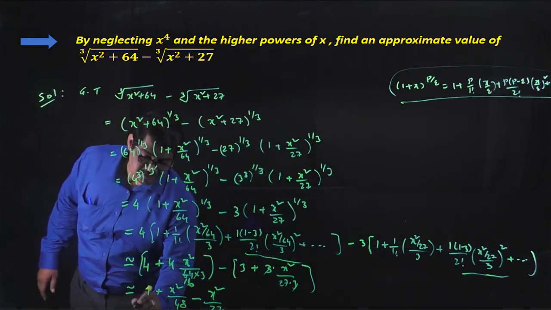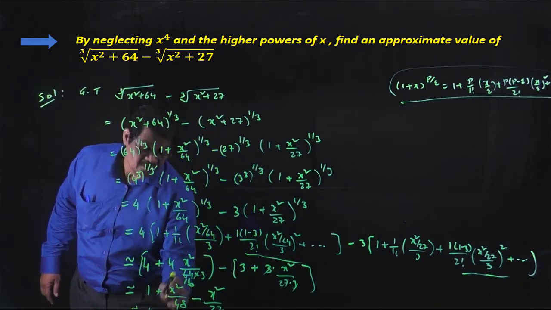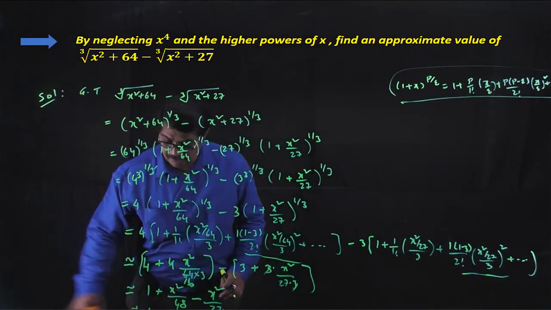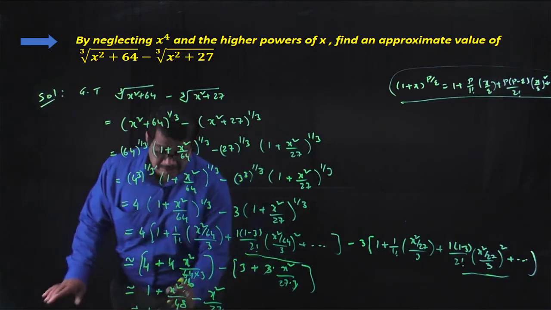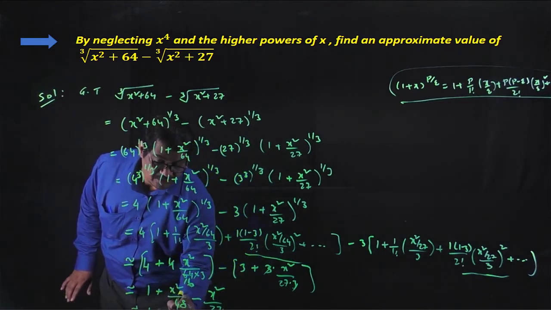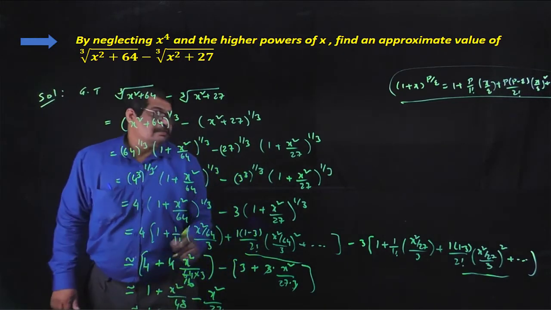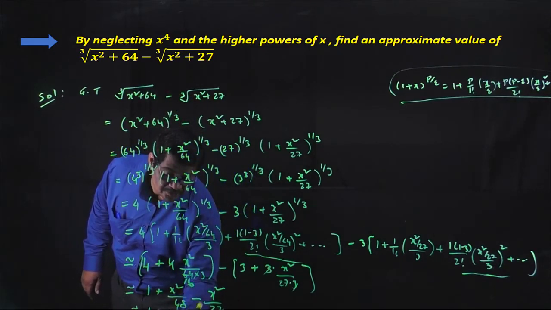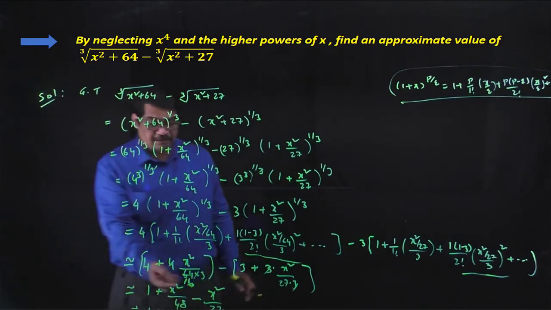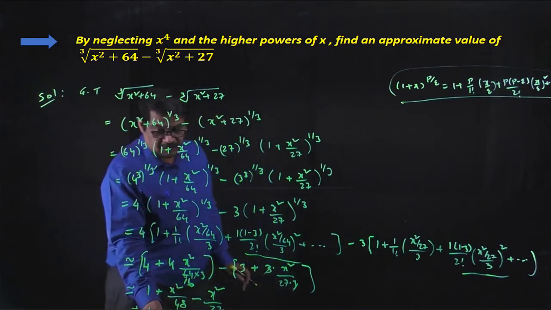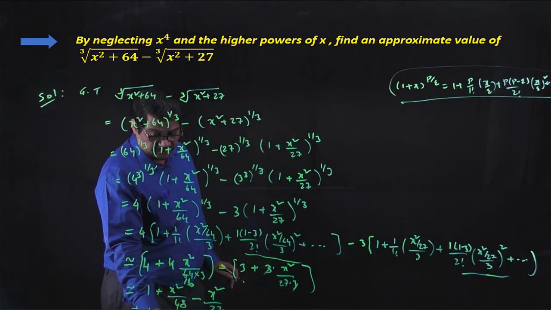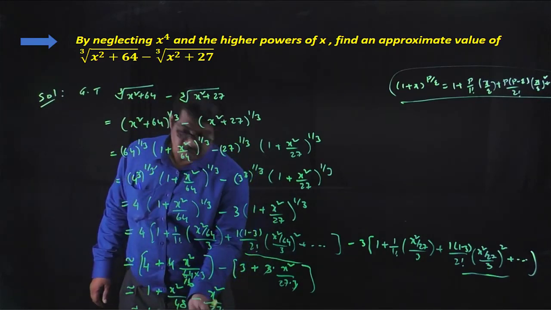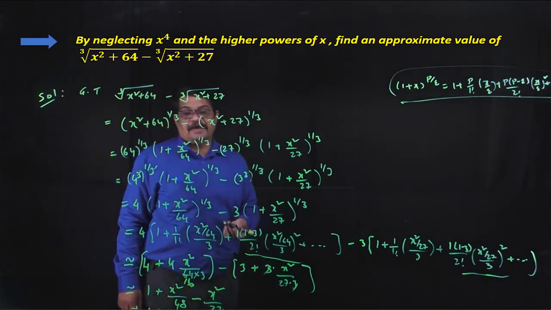So we are simplifying this one. After simplification of these two terms, we are getting the value minus 7 x square by 432. Okay, this is the approximate value of the given expression.